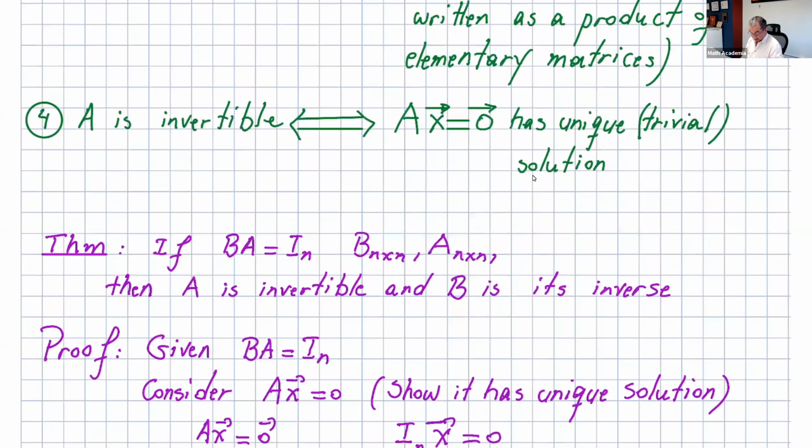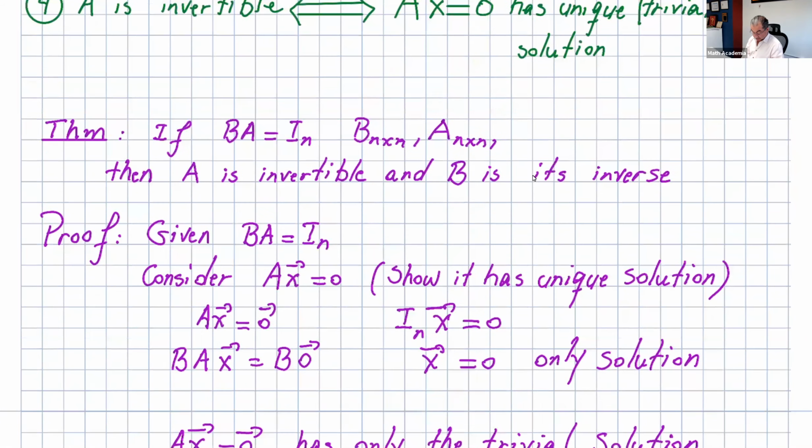So now let's look at this theorem. If BA equals I, where B is an n by n matrix and A is also an n by n matrix, then A is invertible and B is its inverse. The proof: BA equals In. We know when that happens, B will be the inverse of the matrix. If I write AX equals 0, show that it has the unique solution. So let's start. AX equals 0, that's the homogeneous system.